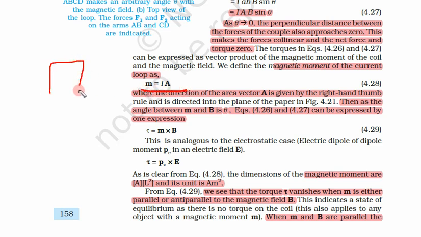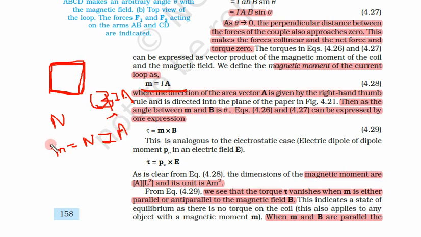Suppose this is for a single loop. If there are two loops, this will simply be 2IA. If there are 3 loops, 3IA, 4 loops, 4IA. If there are n loops, this M is equal to simply NIA. This area is a vector quantity and this magnetic moment, both are vector quantities.